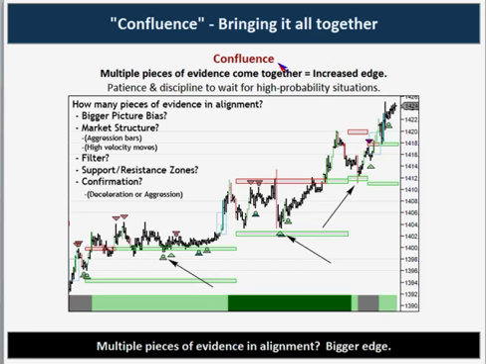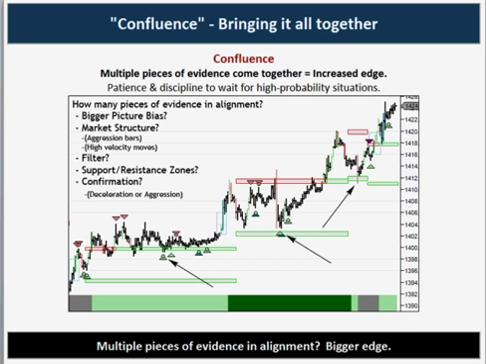Like I was saying before, if you have not just one, but 2, 3, 4 pieces of evidence that all line up, you have a much better edge. It's much increased. I don't mean 100%. You're not going to have a situation where it works every single time, but you're talking about increasing your edge. So if you have the patience and discipline to wait for these high probability scenarios where lots of things come together at once, makes sense.